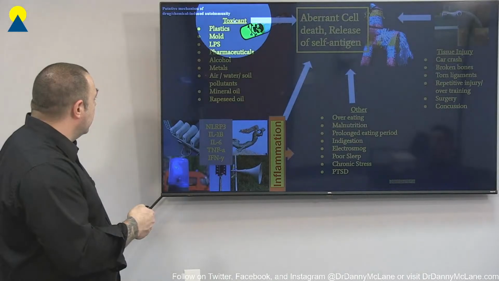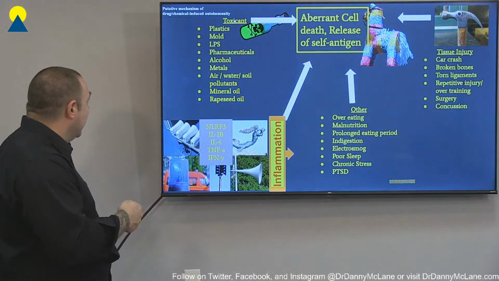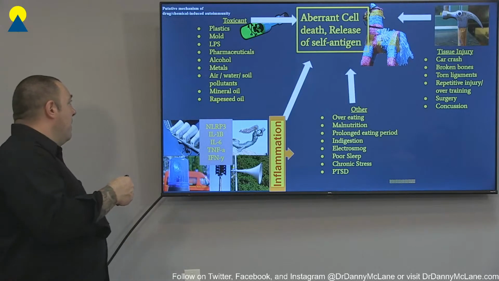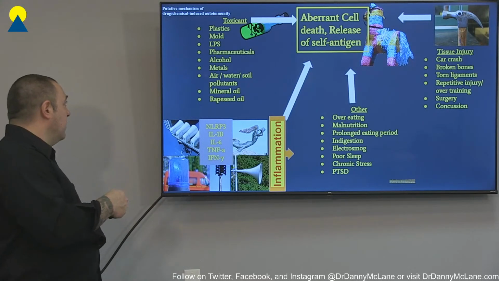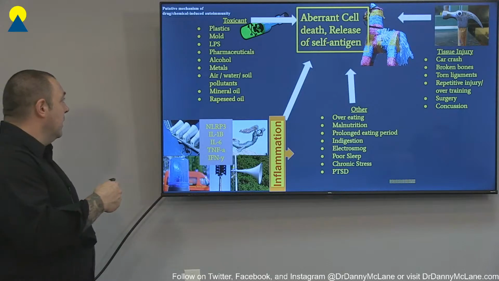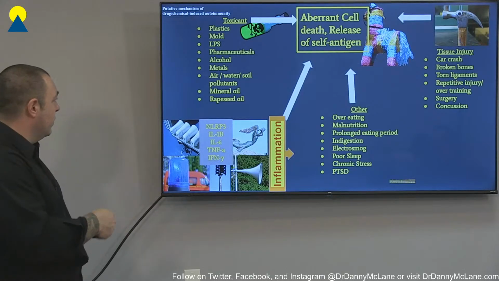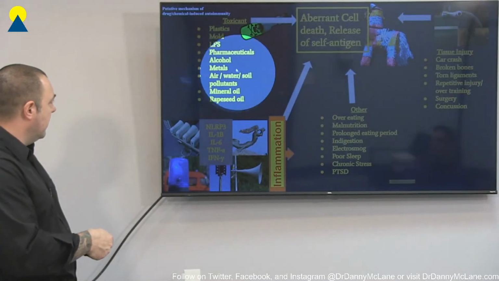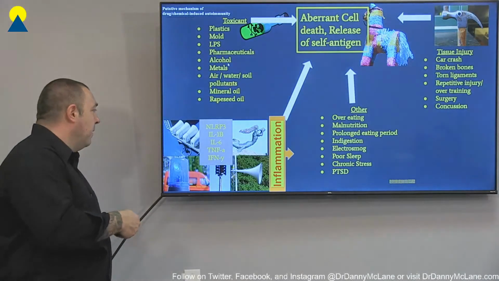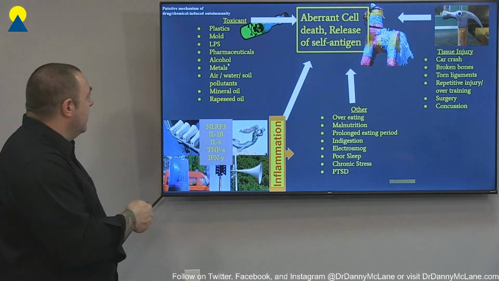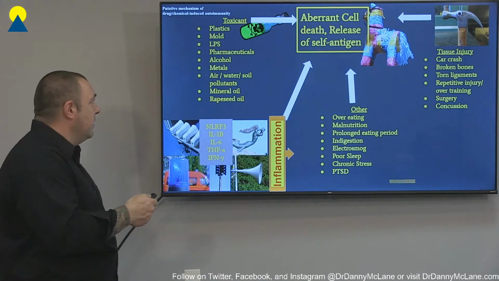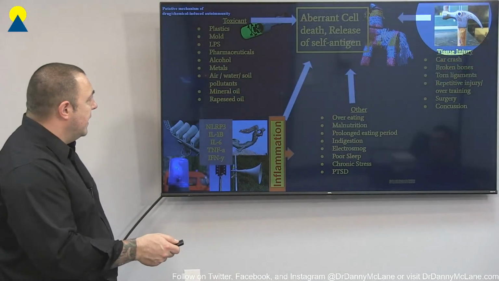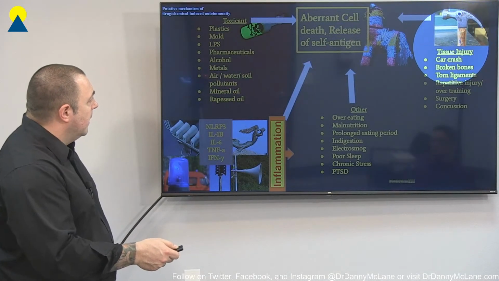Let's go over here to this list of toxicants. Plastics, mold, lipopolysaccharides. We'll talk about that in a minute. Pharmaceuticals, alcohol, heavy metals, air, water, and soil pollutants, mineral oil, rapeseed oil. Mineral oil is found in a lot of food and sometimes in the pharmaceutical industry. So all of those are toxicants. They cause toxic cell damage. Then that cell dies when it shouldn't. Tissue damage over here. Mr. Wacky Face, our Representative Hammer.